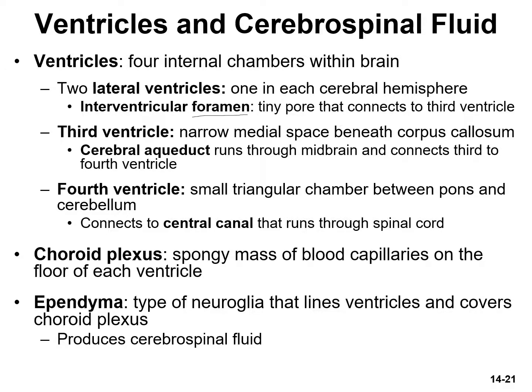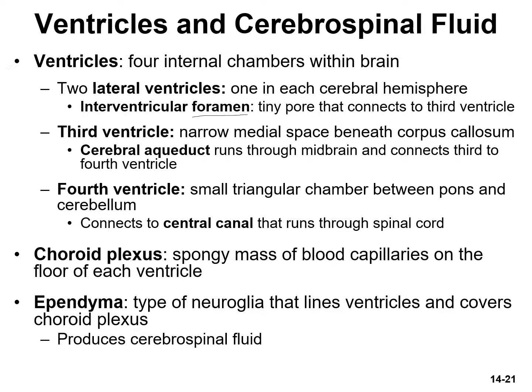Something that we'll see in the sheep brain in addition to the ventricles are the choroid plexus. The choroid plexus is just going to be the spongy mass of blood capillaries on the floor of each ventricle. So it's one of the structure types that tends to maintain its color fairly well. It's going to be darker, kind of pinkish red, and I can point that out when we're doing our dissections. It's basically just the dark material within the ventricles that you'll see.